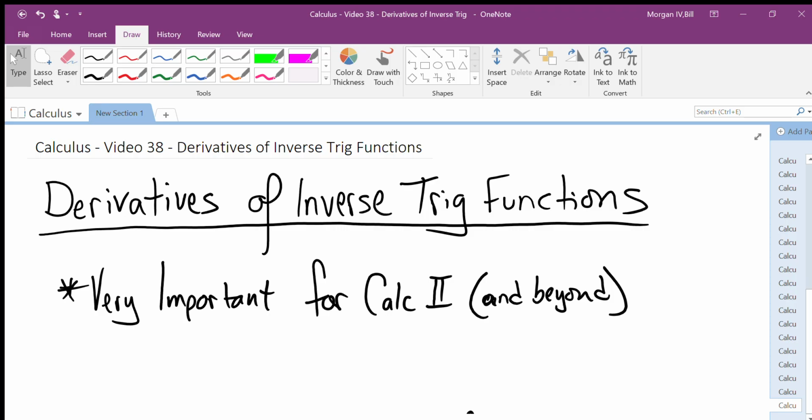But before we get there, it's easy to look at this and think, well, inverse trig functions were maybe just a little bit important even back in trig. How important could their derivatives really be? Well, it turns out the derivatives of inverse trig functions end up being really important for us. Very important for Calc 2 and beyond. So even though this might seem like an out there topic that's not very important, it is actually quite important for what we're going to be doing later on.